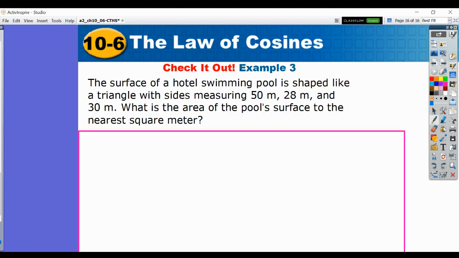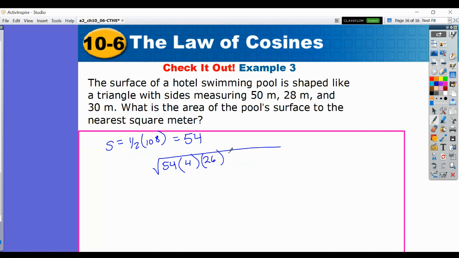This one has much larger numbers, so we're going to have a lot bigger area. So let's again start with finding S. It's 1/2 of 50 plus 28 plus 30, which is 54. So then my formula is going to be 54 times, I'm just going to do it in my head. What's 54 minus 50? What's 54 minus 28? 26.